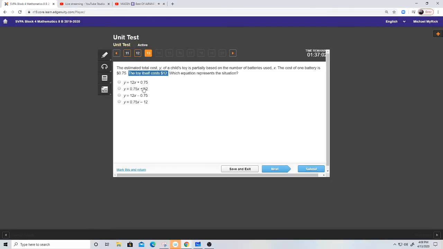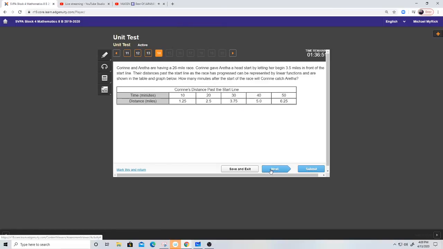What changes the cost of the toy after it just being a toy is the amount of batteries. Notice how this is the only one with plus 12. This is minus 12, this is 12x, this is 12x. So this is the only one that we can have.